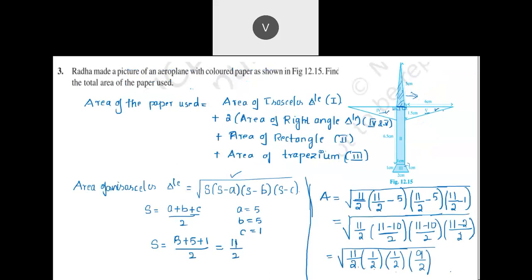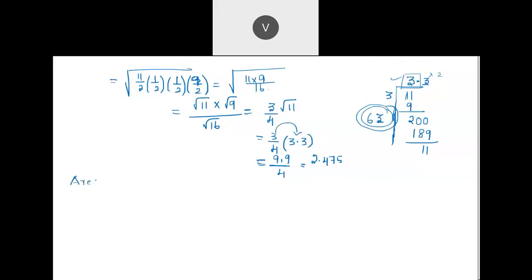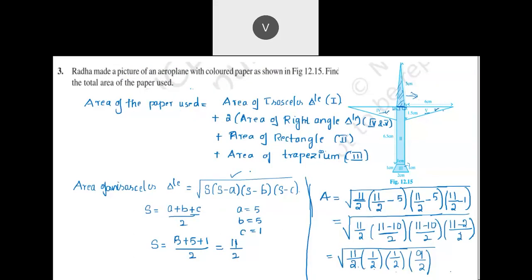And next we have to find the area of the right angle triangle. What is the formula for finding the area of a right angle triangle, children? Half into base into height. Yes, half into base into height. We know base and height, right? What is base and what is height here? Base is 1.5 centimeter and height is 6 centimeter.